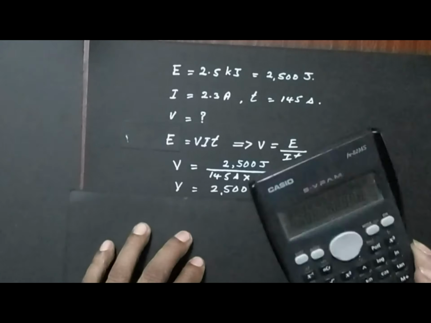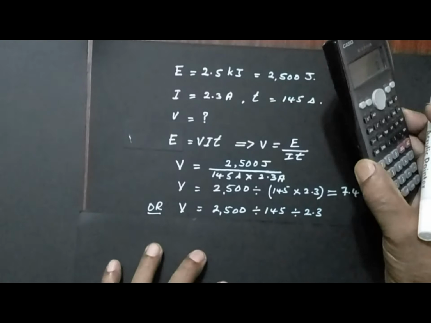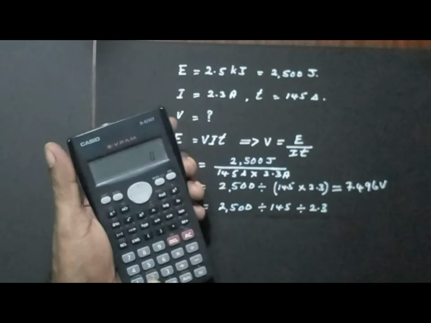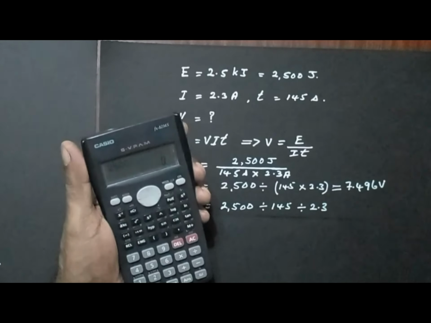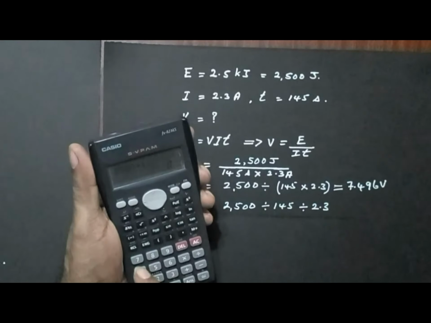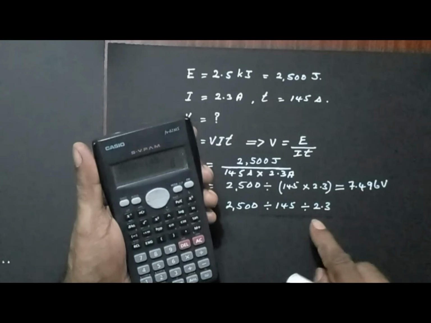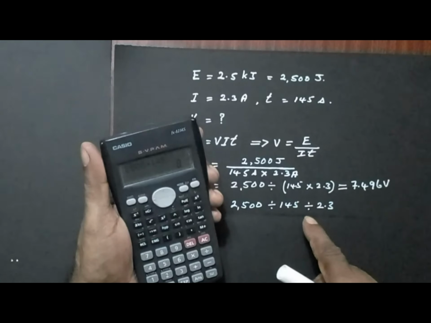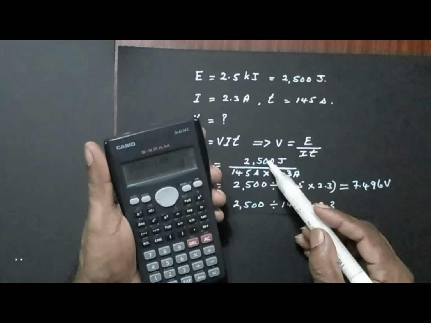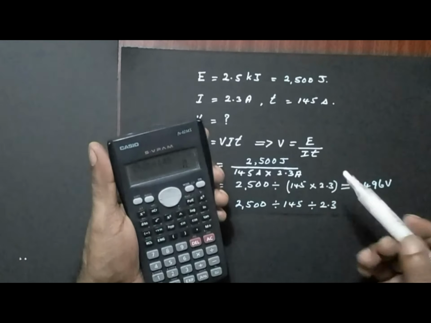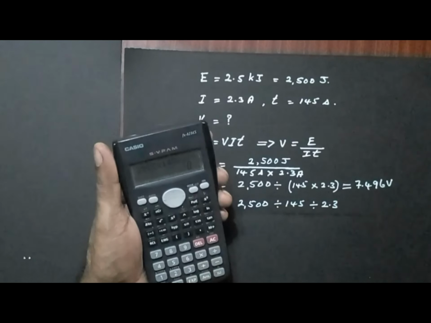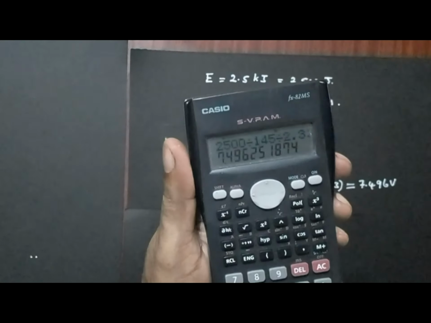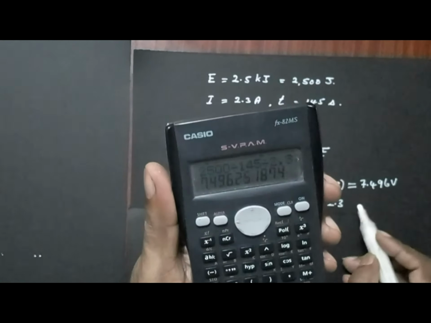Now, if your calculator does not have brackets, you will have to do it this way. 2,500 divide by 145. Watch this, please. See, there's a multiplication here. In this context, it actually means divide, because you are dividing that number by this and this. So you divide by 2.3 equal, and you get back the same 7.496.